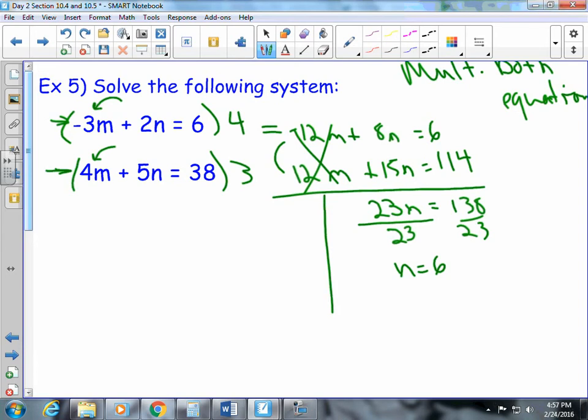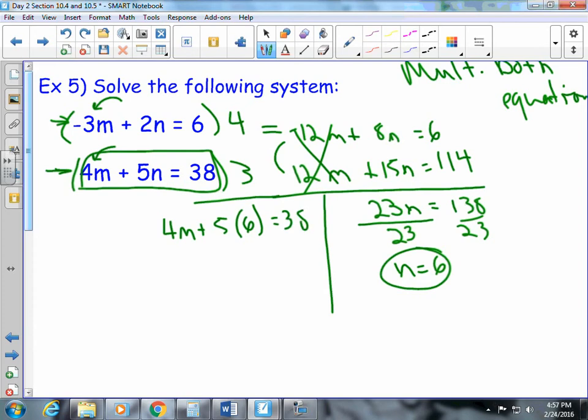So again, back to this drawing board, all of this stuff is the same from here on out. If I plug n, that is 6, back into one of these equations, I would probably pick this one just because there are no negatives. So I would say that 4m plus 5 times 6 equals 38. Well, that means 4m plus 30 is equal to 38. Subtract 30, I get 4m is equal to, sorry, it's 38, so 4m is equal to 8 now. Divide by 4, m is equal to 2.